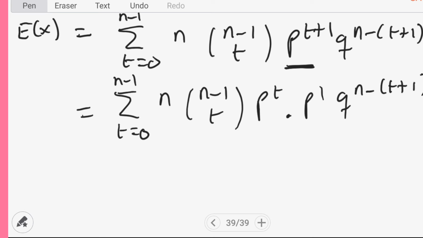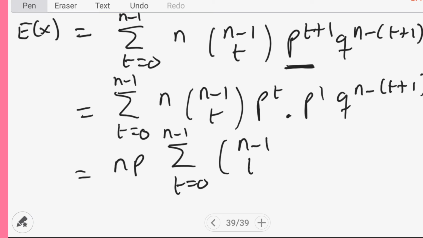So now we are summing on t, so anything without t is considered as a constant. So now let's factor np out because they are without a t. Then we have n minus 1 combination t, p to the power t, q to the power n minus t plus 1. So now that's what we have.